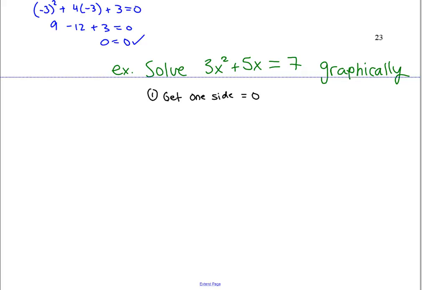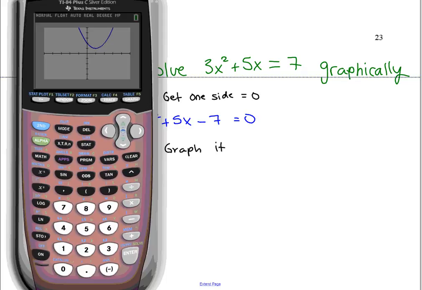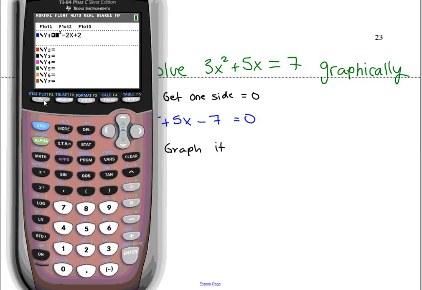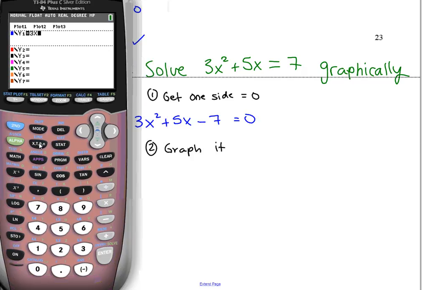So how do I do that? Subtract 7. So our equation is going to become 3x squared plus 5x minus 7 equals 0. Okay, now what will I do? Graph it. So let's graph it. Clear. I will have to change my windows, actually. I'll just go back to standard windows. So y equals 3x squared plus 5x minus 7. And how do I reset my windows?